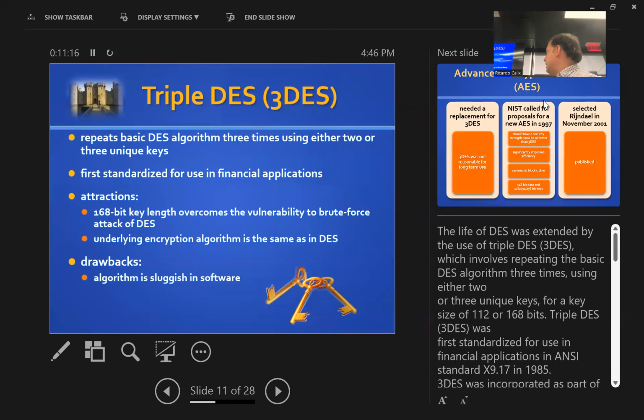Okay, triple DES, as the name implies, is just a DES algorithm 3 times. They change the key and so on. So it repeats the basic DES algorithm 3 times using either 2 or 3 unique keys. The idea is it just takes longer. This was kind of a quick solution in the early 2000s until they had AES, a new symmetric encryption.